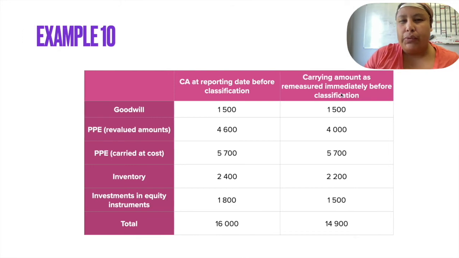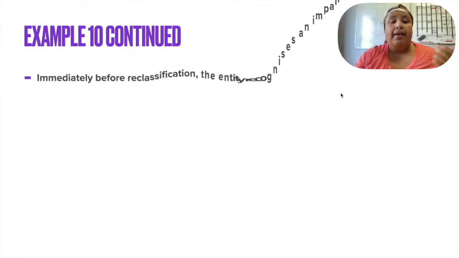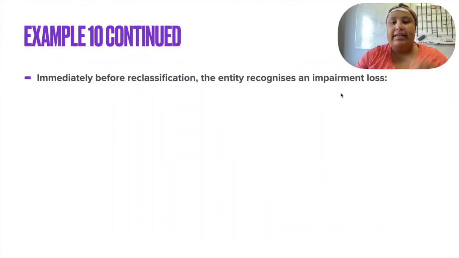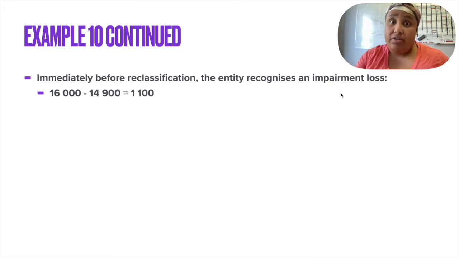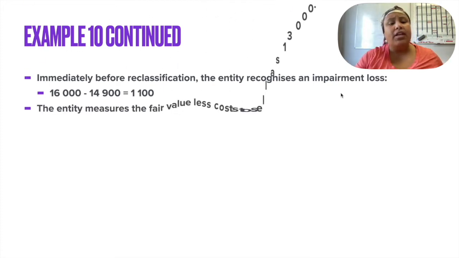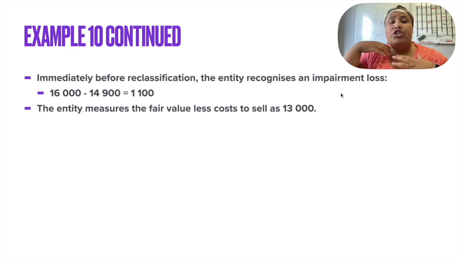Okay, so immediately before the reclassification, the entity is going to recognize an impairment loss. Why? Because we're determining the carrying amount in accordance with the applicable IFRS standards, and so there's going to be this impairment loss. The way we calculate the impairment loss is the 16,000 minus the 14,900, and that gives us an impairment loss of 1,100. Okay, so that impairment loss is going to be recognized in terms of the way we would do it with IAS 36 and the applicable accounting standards.